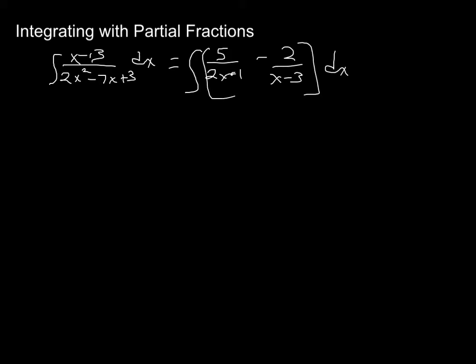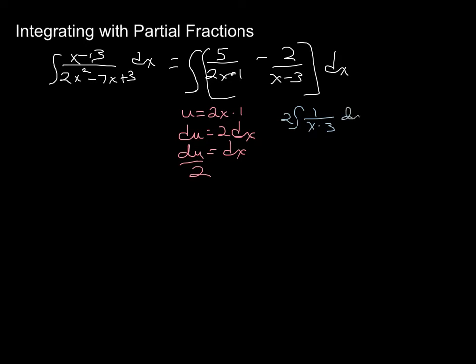Okay, and then those are integrals that we can go ahead and solve, take the integral of them. So on this first one, we let u be 2x minus 1. So then du was 2 dx, and we let dx be du over 2. And then on the second one, we really don't have to do a u substitution. That would just be the integral of 2 times 1 over x minus 3 dx, which is just going to be an ln problem. So let's go ahead and work this all out.